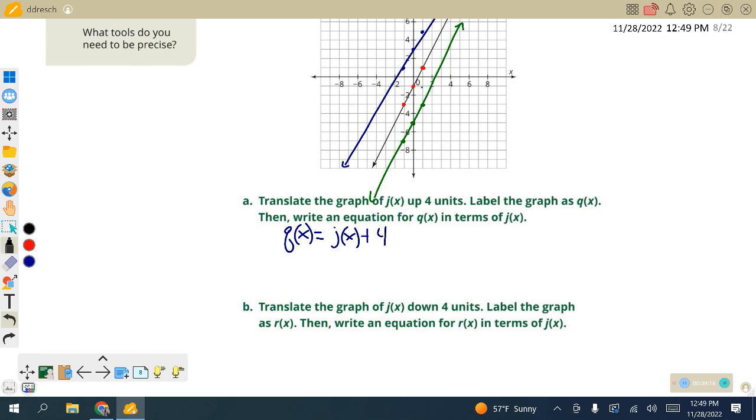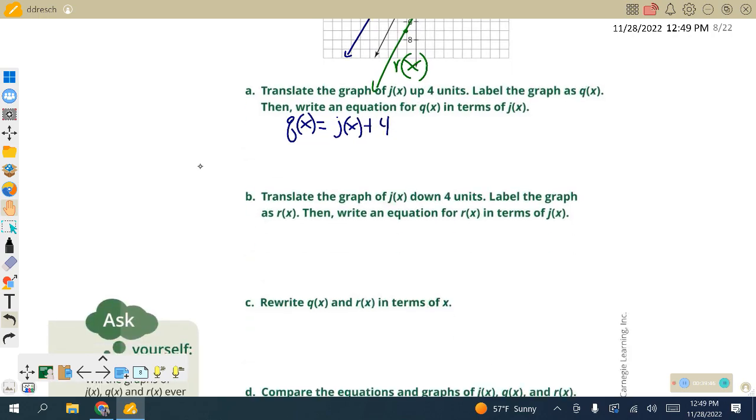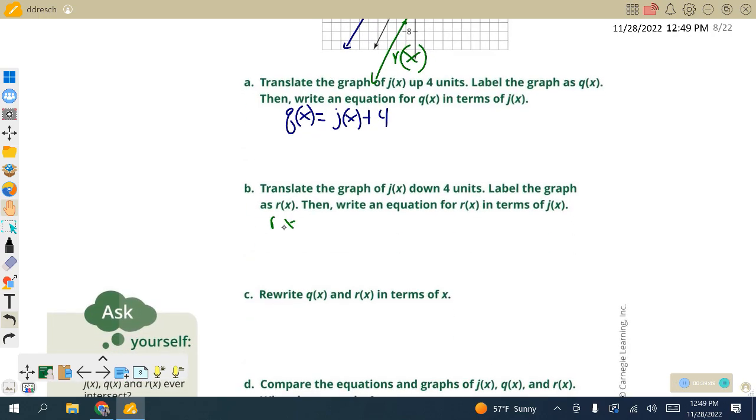Those lines should all be parallel. They should not intersect. Okay, now mine is not nice and straight, but they should all be parallel, not intersecting, because all we're doing is going on an elevator, up and down. And we decided to go down 4, and they want us to call this one R of X. So what's that going to look like when I say write it in terms of J of X? Don't overthink that, exactly it. For our new R of X, we took whatever the original was, and subtracted 4. Don't overthink that.